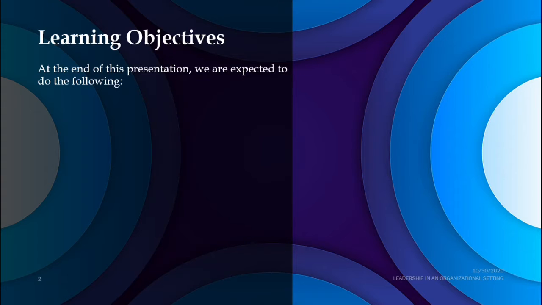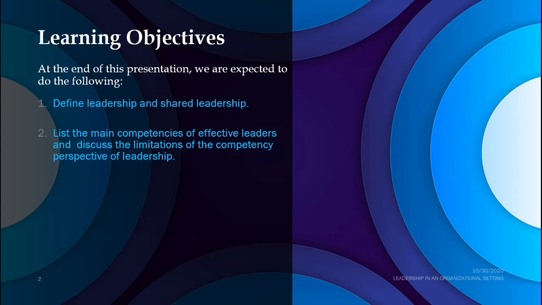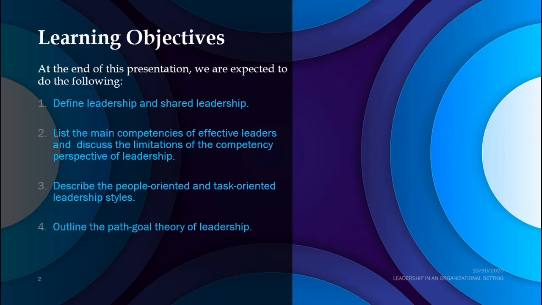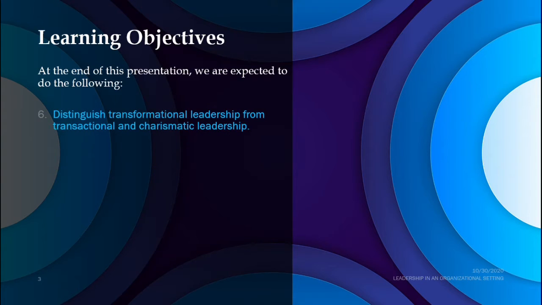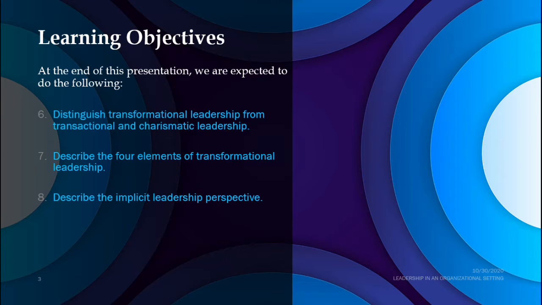At the end of this presentation, we are expected to do the following. Define leadership and shared leadership, list the main competencies of effective leaders and discuss the limitations of the competency perspective of leadership, describe the people-oriented and task-oriented leadership styles, outline the path-goal theory of leadership, summarize the leadership substitutes theory, distinguish transformational leadership from transactional and charismatic leadership, describe the 4 elements of transformational leadership, describe the implicit leadership perspective, and discuss similarities and differences in the leadership styles of men and women.